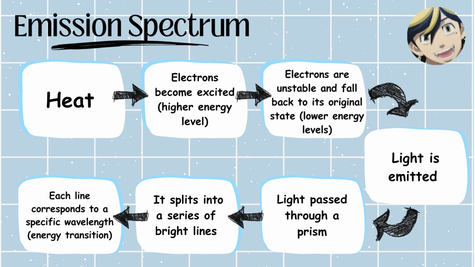When this light is passed through a prism, it splits into a series of bright lines rather than a continuous rainbow. Each of these discrete lines corresponds to a specific wavelength and energy transition, revealing the atom's internal structure.